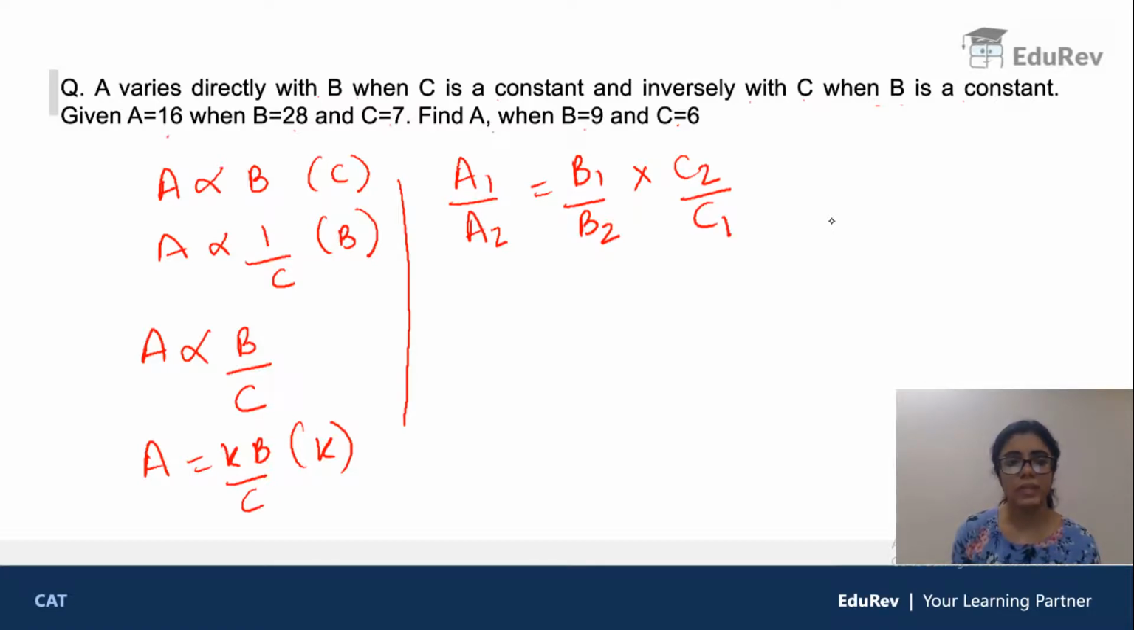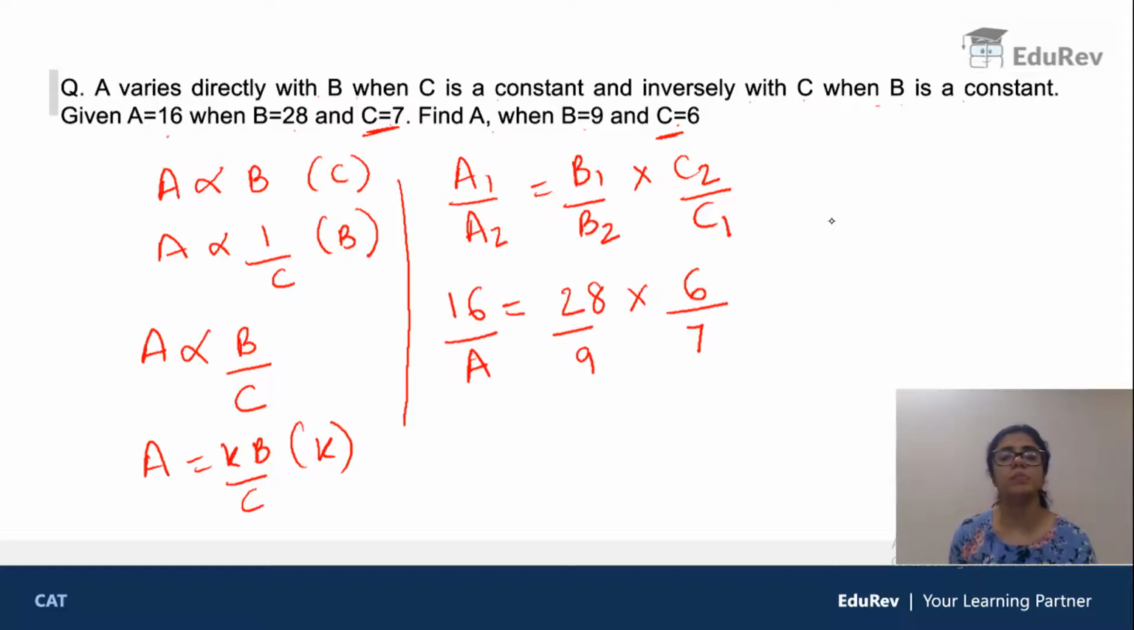Okay? So when A1 is 16, your B1 is 28 and your C1 is 7. Now find A when B is 9. So B2 is 9 and C2 is 6. So C2 will come here. So this is how we are supposed to solve.